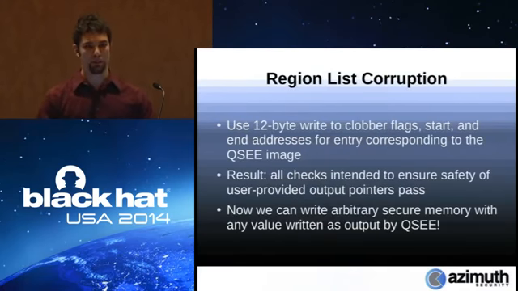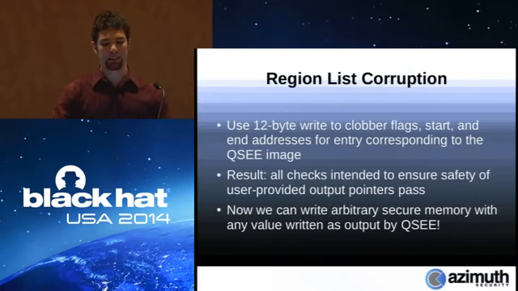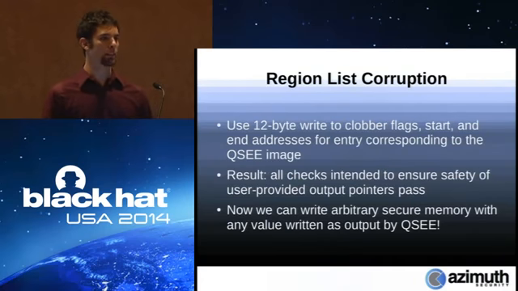So what I came up with was that we can actually use our 12-byte write to overwrite the flags, start, and end addresses of the region entry corresponding to the QSEE image. So the result of this is, anytime QSEE goes to check the safety of a pointer provided by the kernel, to guarantee that it's safe for it to assume that it's non-secure and that it can read from it and write to it without consequence, if that pointer resides in the address space reserved for the QSEE image, it's going to say it's fine, it's safe.